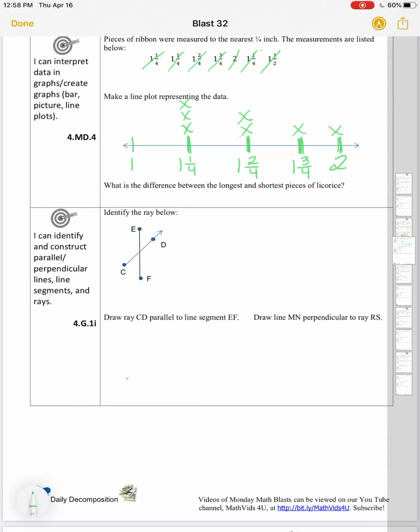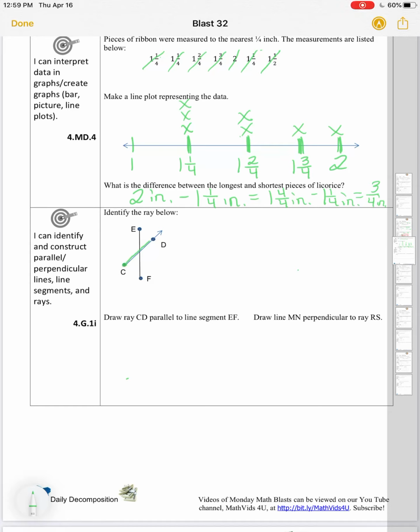What is the difference between the longest and shortest pieces of licorice? The longest piece of licorice would be 2 inches. And the shortest piece of licorice, we don't want to use the 1 because there's no X above that. The shortest piece of licorice in our data set is 1 and 1/4 inch. So now I want to subtract the 1 and 1/4 inch from 2 inches. I know that 2 inches is the same thing as 1 and 4/4 inch. Minus 1 and 1/4 inch leaves me with 3/4 inch.